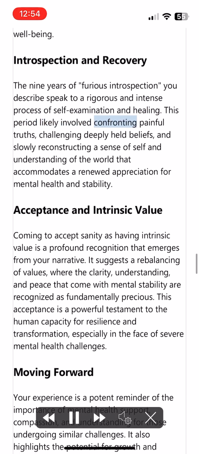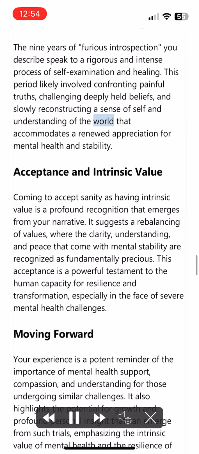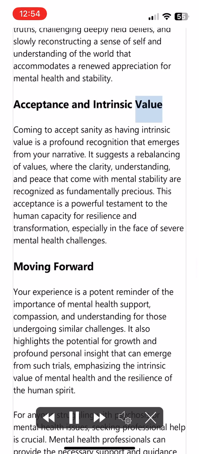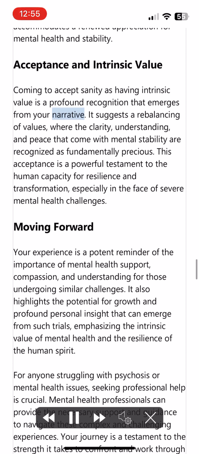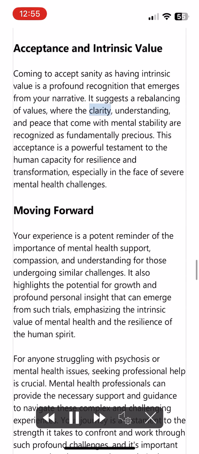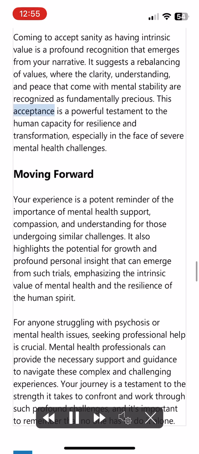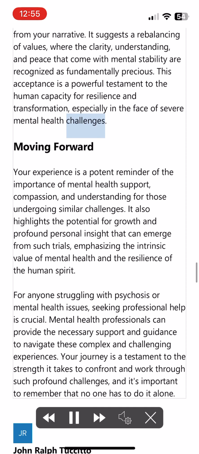This period likely involved confronting painful truths, challenging deeply held beliefs, and slowly reconstructing a sense of self and understanding of the world that accommodates a renewed appreciation for mental health and stability. Acceptance and intrinsic value. Coming to accept sanity as having intrinsic value is a profound recognition that emerges from your narrative. It suggests a rebalancing of values, where the clarity, understanding, and peace that come with mental stability are recognized as fundamentally precious. This acceptance is a powerful testament to the human capacity for resilience and transformation, especially in the face of severe mental health challenges.